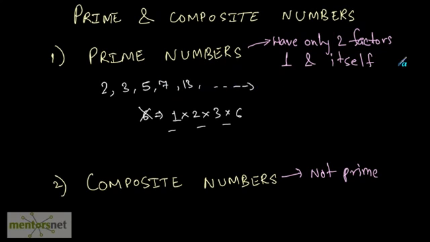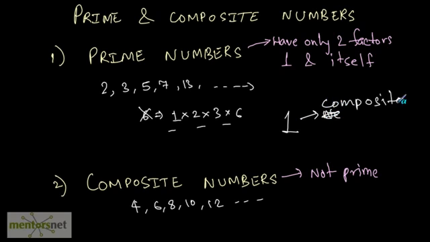You can calculate a lot of prime numbers. And the numbers which are not prime are composite numbers. So we could have 4, 6, 8, 10, 12 and so on as the composite numbers. Now the number 1 is neither a prime number nor a composite number. So 1 is not a composite and not a prime.